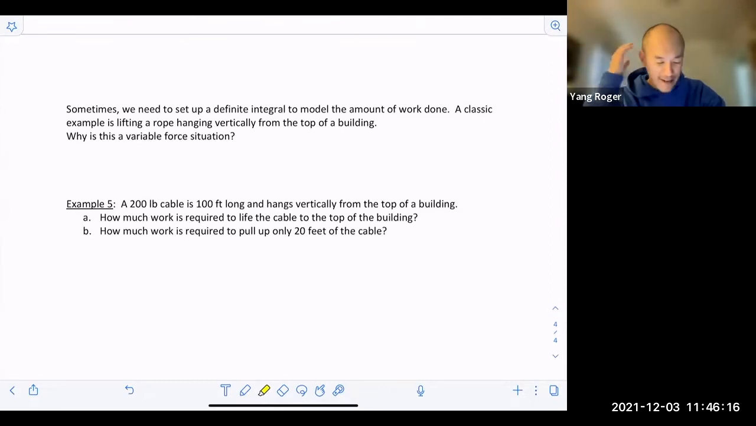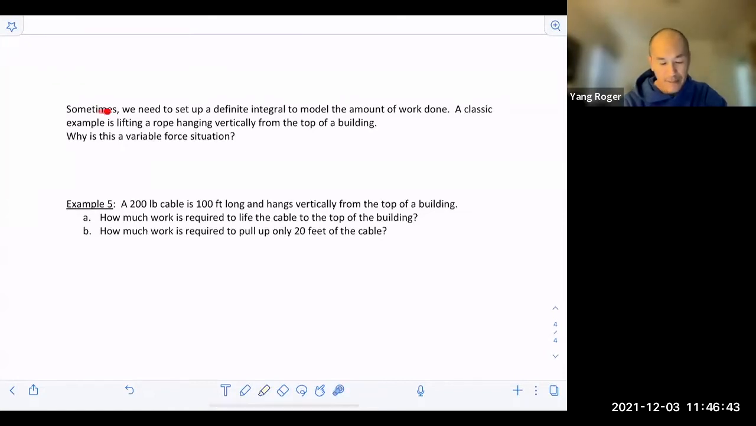This last part here is the most complicated situation. I have 15 minutes, 14 minutes. I'm going to see how far I can get with this. We might be able to only work through part A of our example, but let's try.